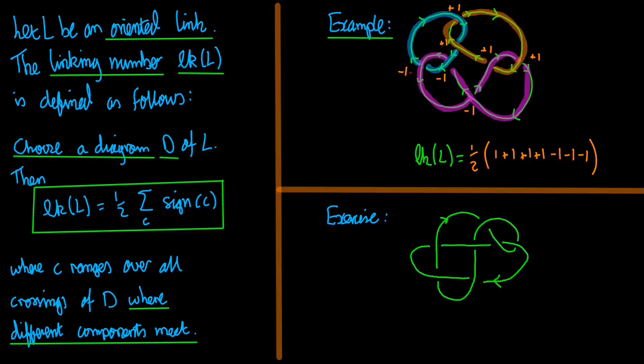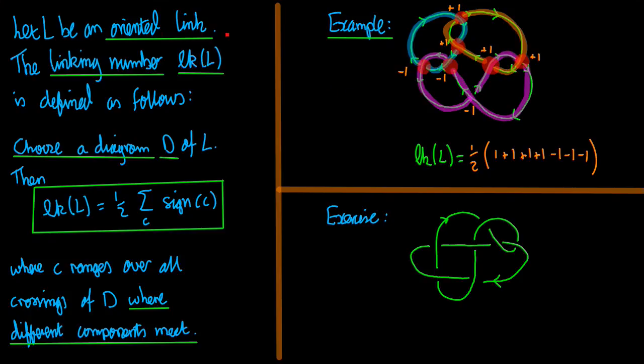Well, let's just put a little blob next to every crossing that we're going to count. So at this crossing, the pink and the blue components meet, so we will count it. At this crossing, the blue and orange components meet, so we will count it. At this one, pink and orange meet, so we will count it. Here, pink and orange meet, so we will count it. Here, orange and blue meet, so we will count it. Here, pink and blue meet, so we'll count it. And here, this crossing involves only the pink component, so we will not count it.